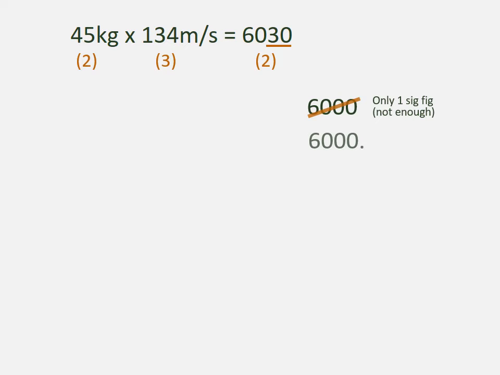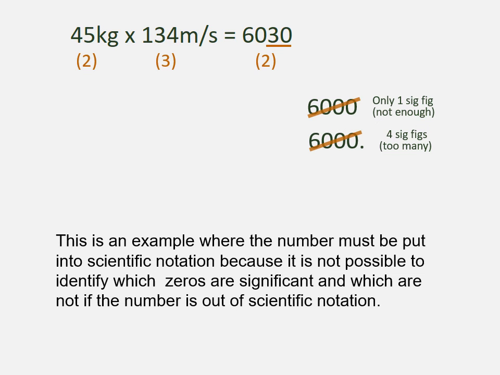So I'll put in a decimal. But that's still not right. I need 2 significant figures, and this has 4 significant figures, which are then too many. So how do I show 2 significant figures?